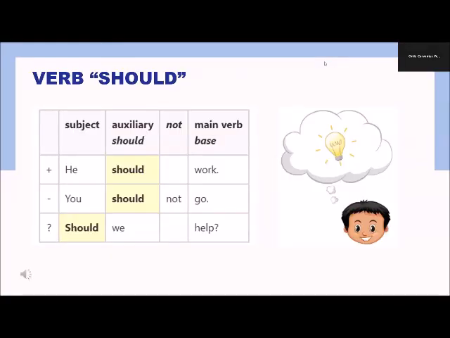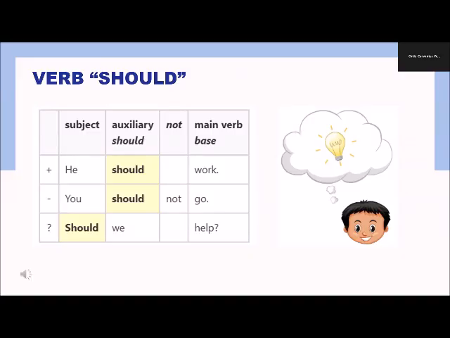Let's start with should, which is arguably the most popular modal verb for giving advice. In grammatical terms, should is followed by the base form of a verb. For instance, in the sentence, he should work, should is followed by the base verb work. The basic structure for should is subject plus auxiliary verb should plus main verb.